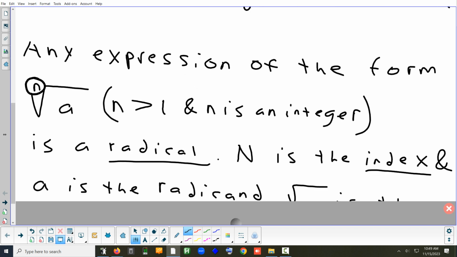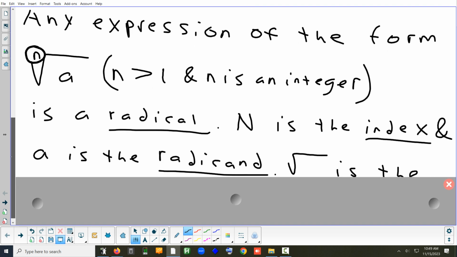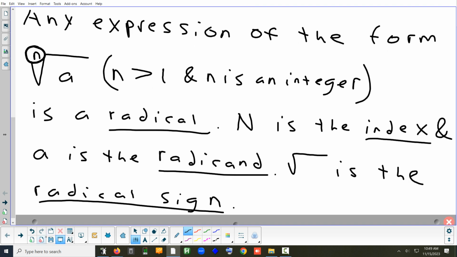So n is called the index. A is called the radicand. The radicand is what's under the root symbol. And that actual thing itself, like the little check mark or the horizontal line, that's called the radical sign. Any questions on any of those terms? Index, radical, radical sign, radical expression, radicand.